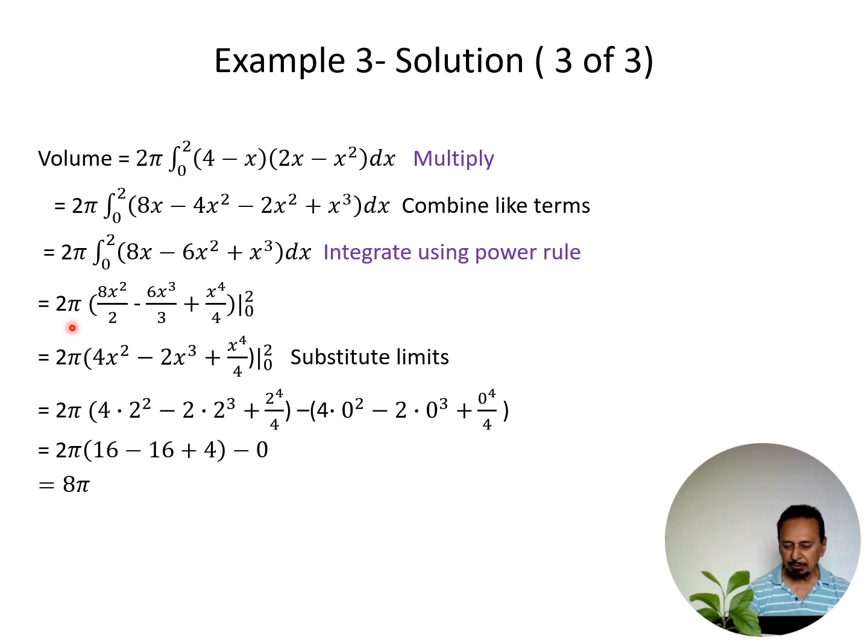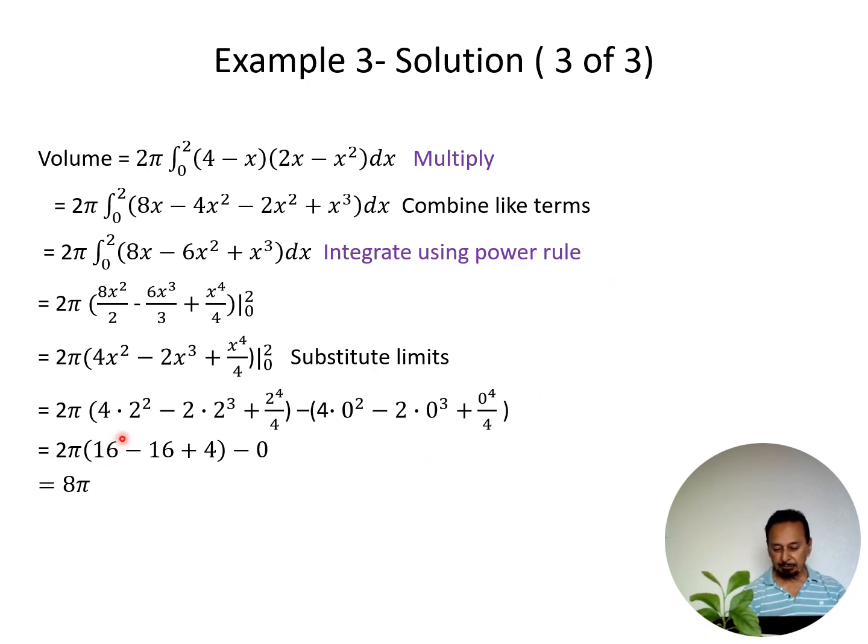So it becomes 2 pi times 8 times x squared over 2 minus 6 times x cubed over 3 plus x to the 4 over 4. Now we take the limits from 0 to 2. First we substitute 2. So this becomes 2 pi times 4x squared minus 2x cubed plus x to the 4 over 4. And this becomes 4 times 2 squared minus 2 times 2 cubed plus 2 to the 4 over 4. And then you put in 0, which becomes 4 times 0 squared minus 2 times 0 cubed plus 0 to the 4 over 4. That goes to 0.